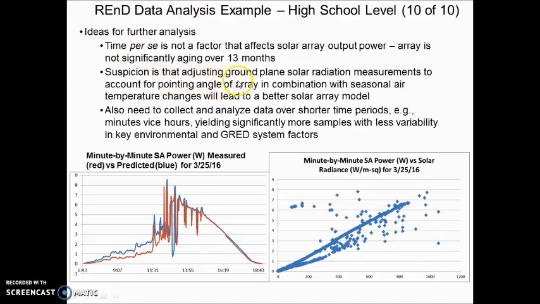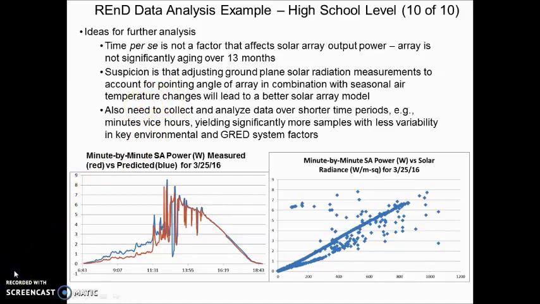That will require developing knowledge or a model of how the sun is moving through the sky as a function of the time of year and also the time of day, but I think that could be a very important factor, especially when combined with temperature changes for developing a better prediction.